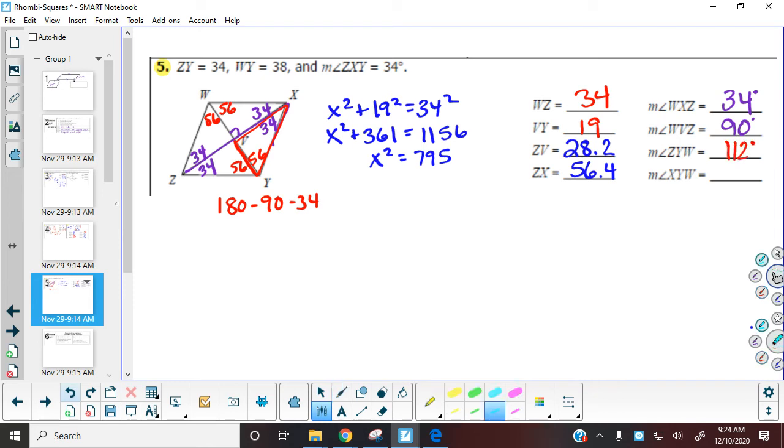And then the last one here, X, Y, W. So X to Y to W is that angle in the corner. Therefore, that is 56 degrees. Okay? All right, so that is the rhombus.